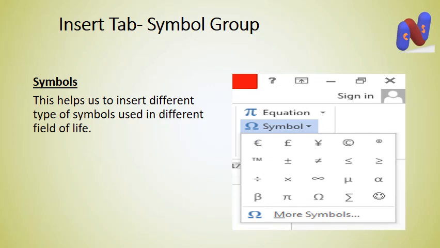Now insert tab symbol group. In the symbol group there is an option for symbols also. This helps us to insert different types of symbols used in different fields of life. As in the picture you can see different types of symbols are available, and from the more symbols option we can get types of symbols used in different parts of the world for a specific purpose. So we can insert symbols from the symbol option available in the symbol group of MS Word.